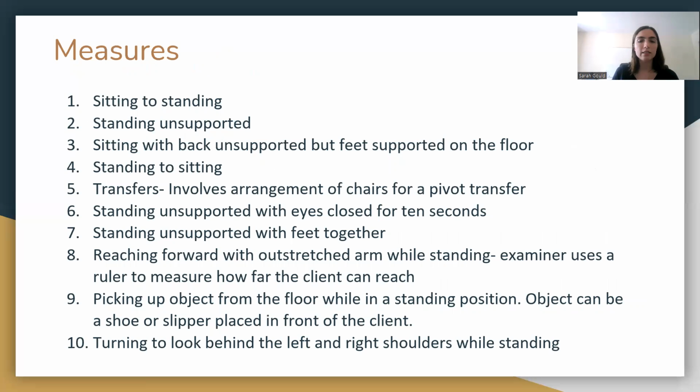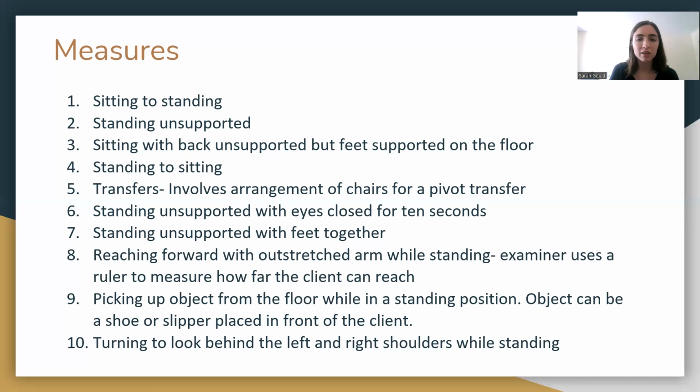So this is just a list of the different measures. If you take a look at the handout I provided, just with the Berg scale on it, you'll get an even better idea of these measures. But basically, the movements that people are asked to do are sitting to standing, standing unsupported, sitting with back unsupported, standing to sitting, transferring from a chair to another chair, standing unsupported with eyes closed, and so forth.